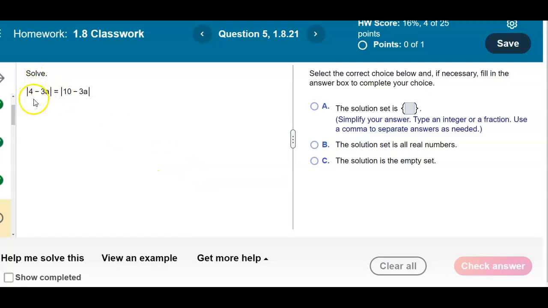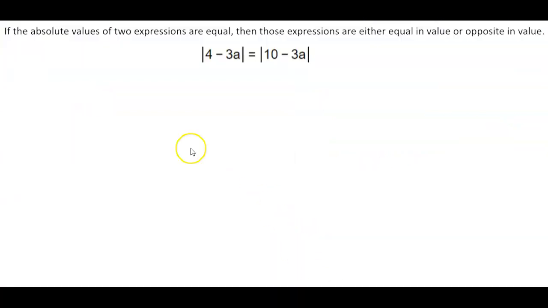Here we want to solve the absolute value of 4 minus 3a, which is equal to the absolute value of 10 minus 3a. Now, if the absolute values of two expressions are equal, then those expressions are either equal in value or opposite in value. So what that means is, let's write out the second scenario. So this is the equation that we're given. So we have two scenarios.